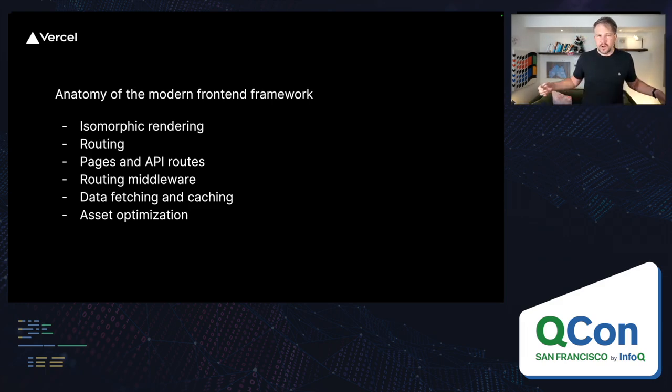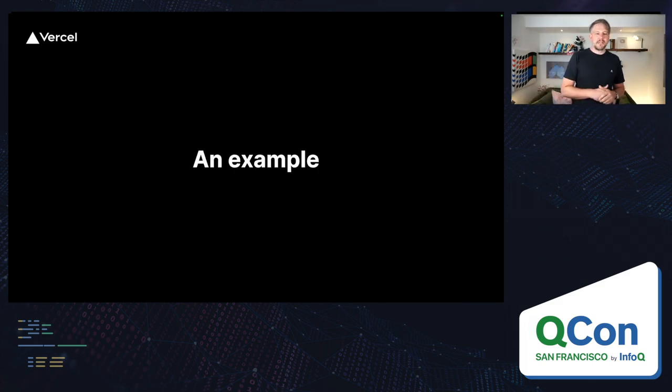There are things like pages and API routes. Pages in a front-end framework are things that users see. API routes are routes that get invoked indirectly by other machines. We often have something like middleware, where we can write code that lives in that routing space, that changes how routing works. There's clearly data fetching and caching, and things like asset optimization, something you would find in a front-end framework, very specific to front-end because you serve images and stuff like that. Cool. So with that basis, let's look at an example.